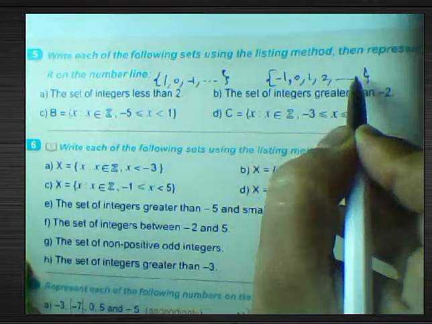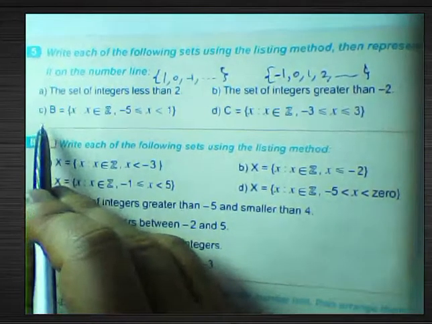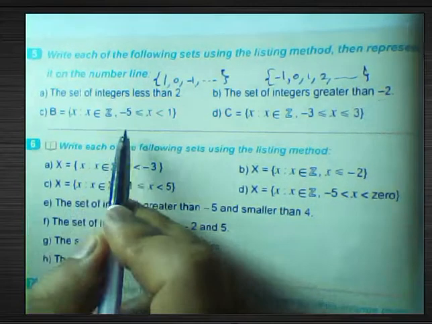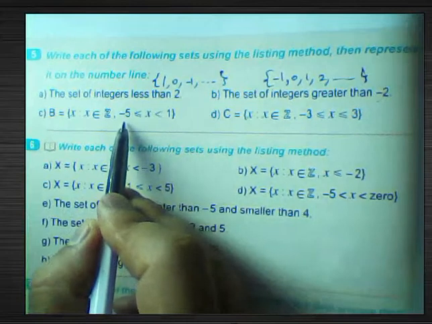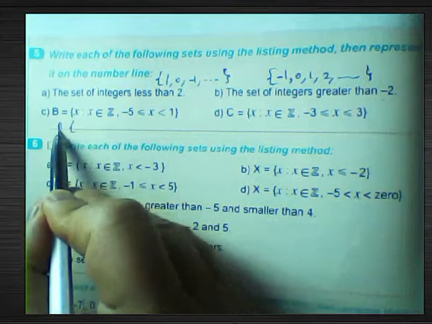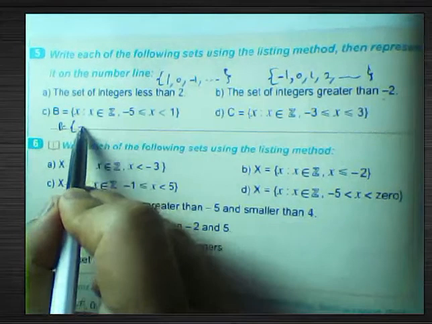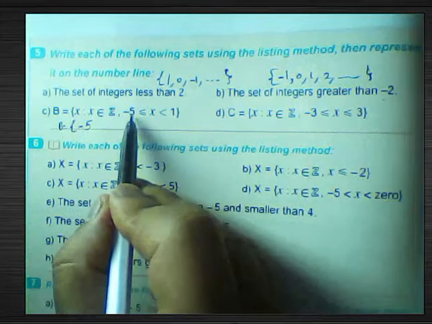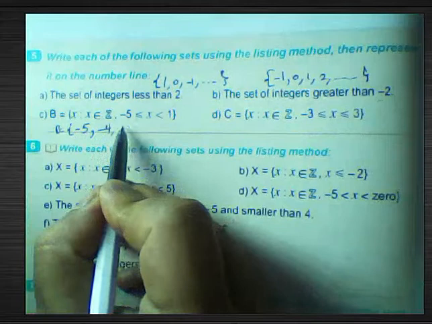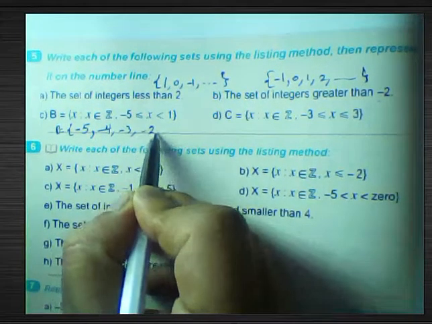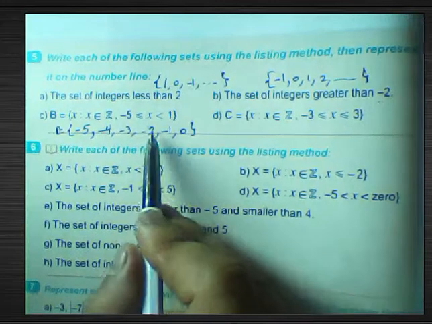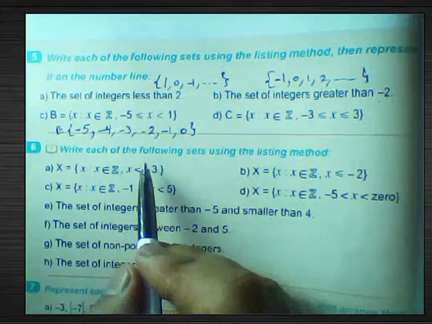Okay. Question C. B equals the set of x such that x belongs to Z and x is more than or equal to negative 5, and less than 1. Okay, we can write B equals negative 5, because x is more than or equal to negative 5. So you must write negative 5, negative 4, negative 3, negative 2, negative 1, 0 and stop. Don't write 1 because x is less than 1.